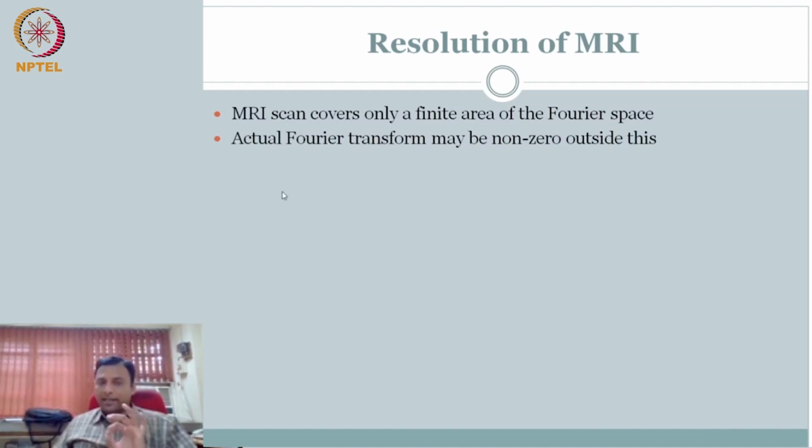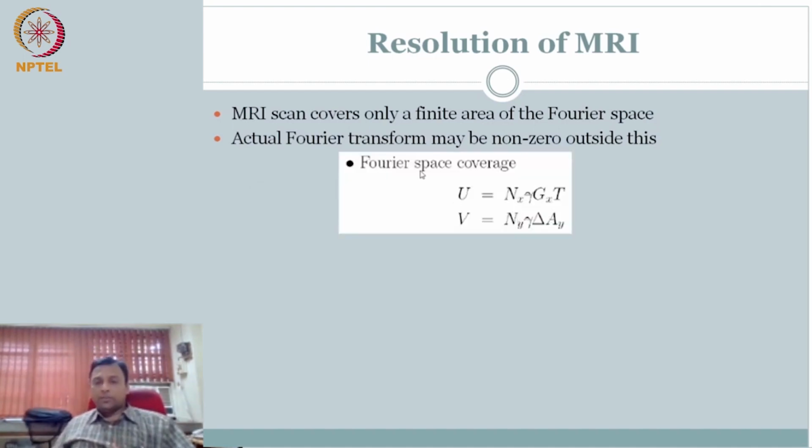What is becoming clear now is that the MRI scan is only covering the frequency space, and that too only a finite part of it. If you are recording the signal over a period of Ts, we already saw the highest frequency is gamma Gx Ts. So we are covering the signal only over a finite Fourier space. The actual Fourier transform may be non-zero outside this, and the signal might be present outside this, but we have applied anti-aliasing and restricted to the highest frequency. So capital U is your coverage in the Fourier domain.